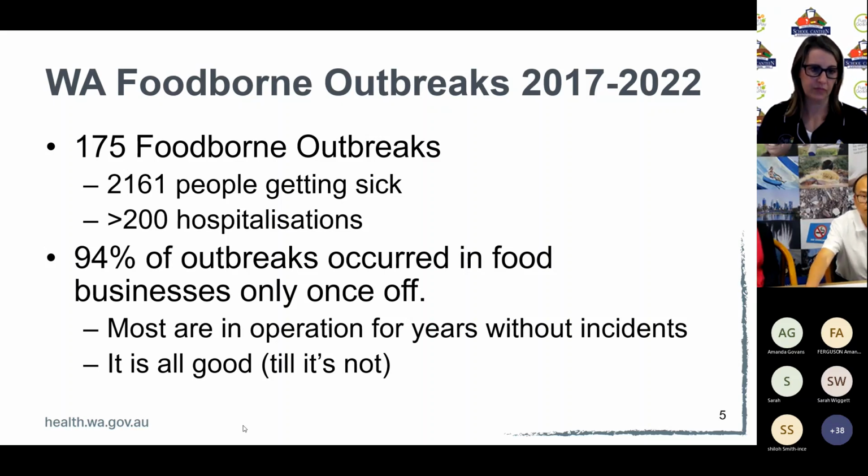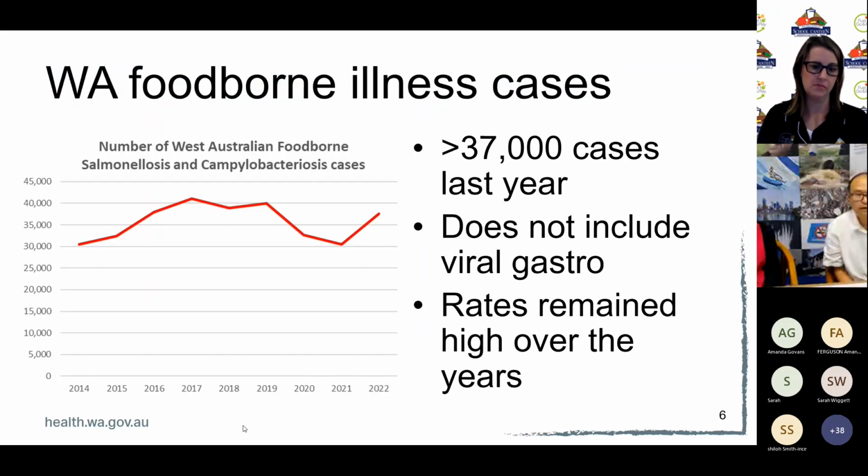If we look at the big picture, this is the graph that shows the number of foodborne illness cases in Western Australia. We have limited it to just Salmonella and Campylobacter infections. There are many more pathogens that can cause foodborne illness, but with just these two pathogens, you can see that last year alone, we had more than 37,000 cases in the community. This number does not include viral gastro, which would really bump up the numbers. If you look at the graph, you can see that the rates remain high over the years, and it is here to stay.